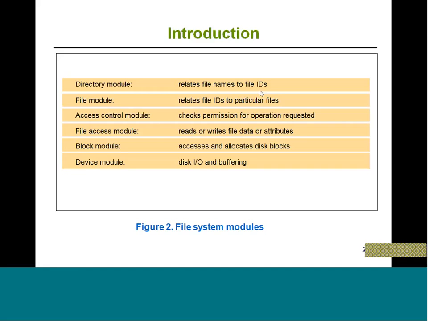The access control module is the permission checker. We already know that there are three types of permission: read, write, and execute. So the access control module is the one that checks for these permissions and whether certain operations are allowed or not allowed.